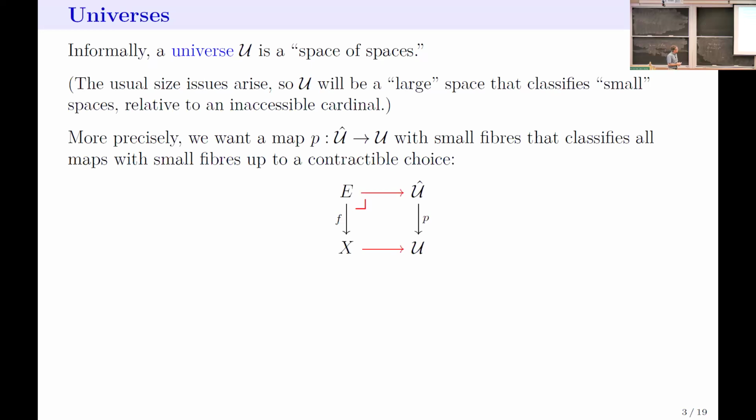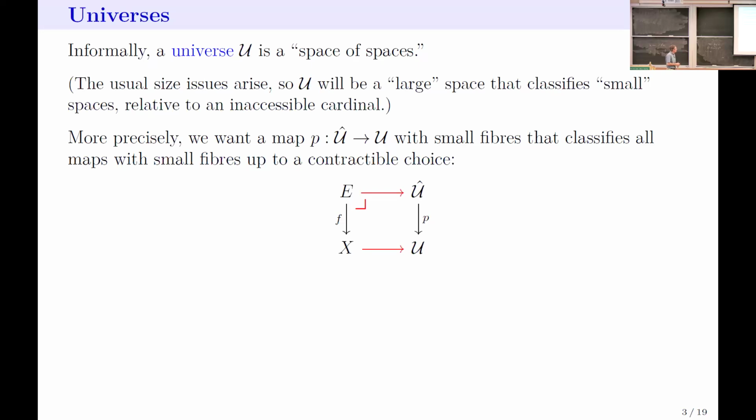Here's one way to describe the property we'd like a universe to have. First of all, a universe isn't just a space U, it's also a map with some domain that I'm writing U hat. You might think of it as a fibration. In this talk, I'm always working in a homotopy invariant way. So if I talk about fibers, I mean homotopy fibers. If I talk about pullbacks, I mean homotopy pullbacks, and so on.